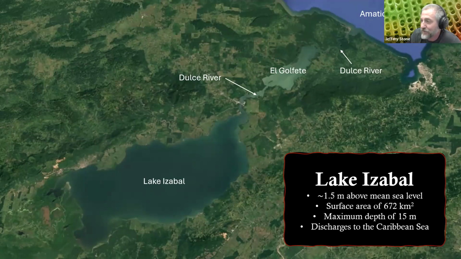Lake Izabal is very close to sea level. It's only 1.5 meters above sea level, which means on average, there is a hydraulic head that forces fresh water and terrestrial settings towards the ocean. But there are times when the lake level can be below sea level. And what it means is that the hydraulic head of the water from the ocean will push up through the Dulce River, up through El Golfete into Lake Izabal. And so it does get a mix of brackish water that basically comes into the lake.